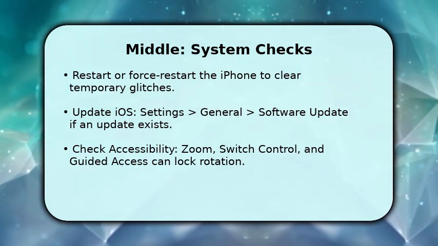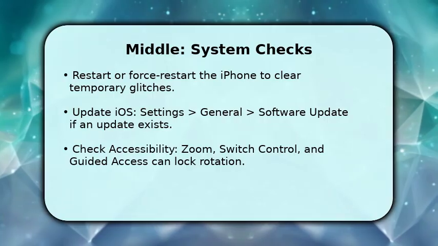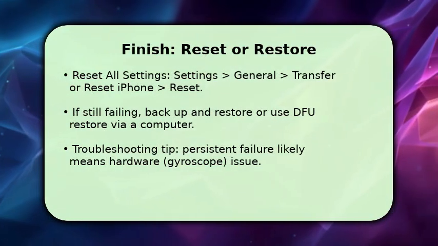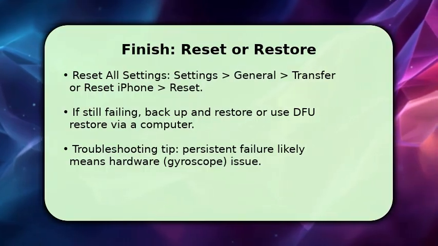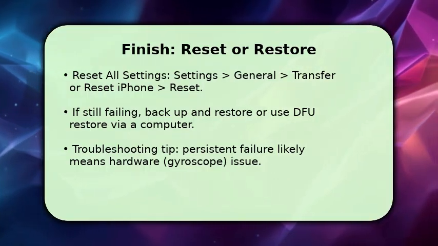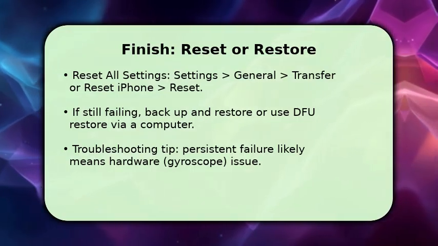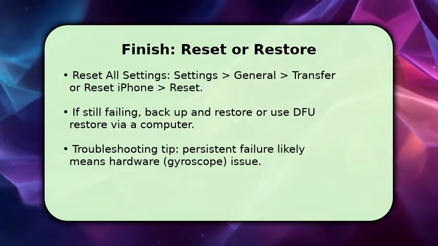To finish, perform reset all settings to restore system defaults without erasing data. This often clears persistent orientation conflicts. If rotation still fails, back up your iPhone and perform a full restore or DFU restore using a computer. This rules out deep software faults.